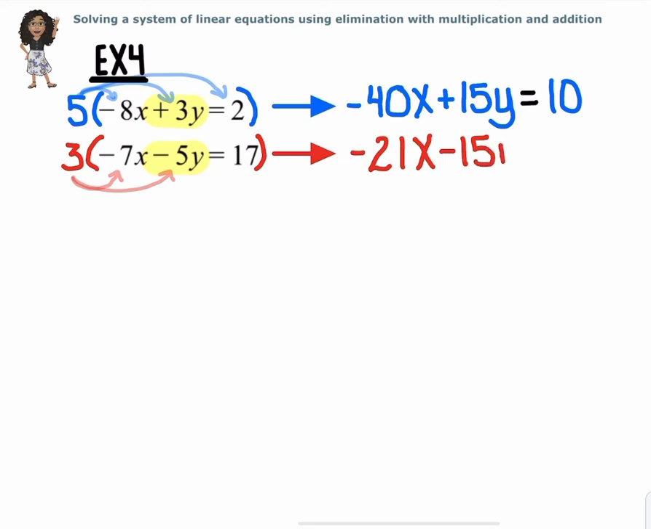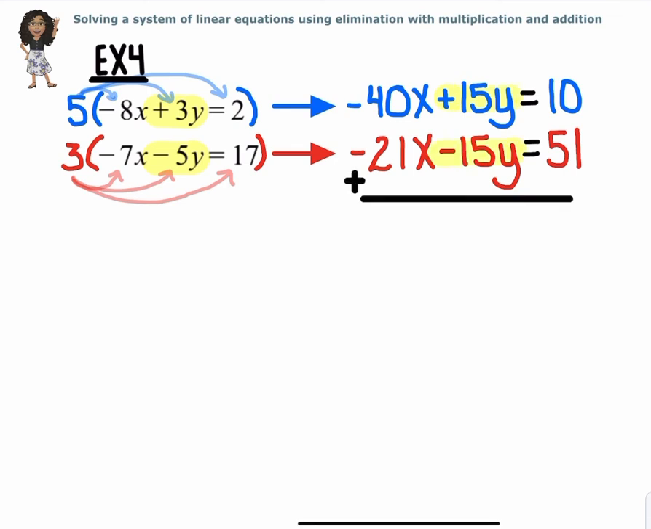What I do to one side of the equal sign, I've got to do to the other. So I'm also multiplying the 17 by 3. And 3 times 17 is 51. By multiplying by 5 and 3, notice our y's are opposite, so we're ready to eliminate.